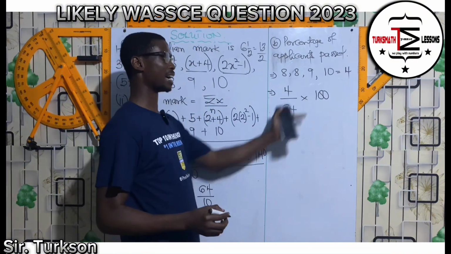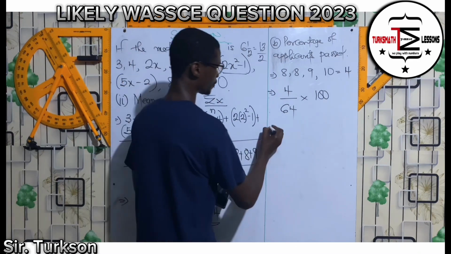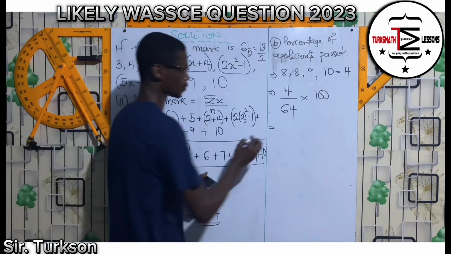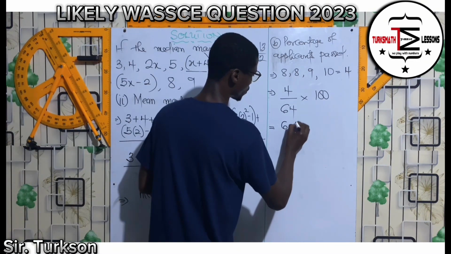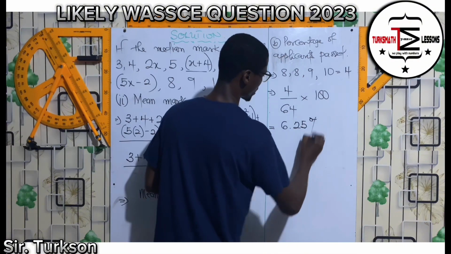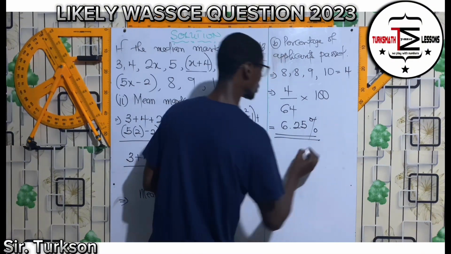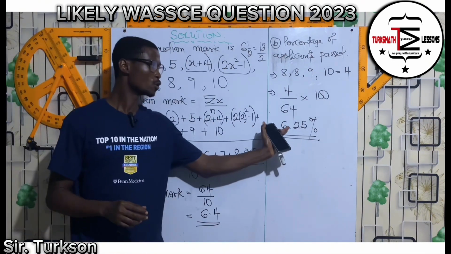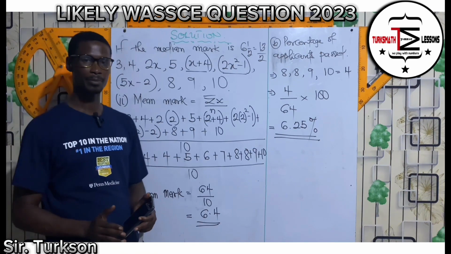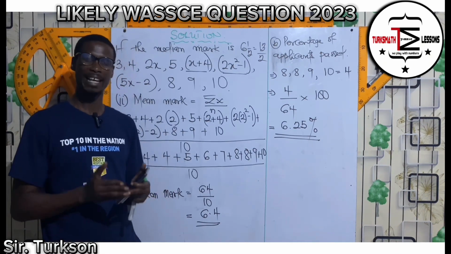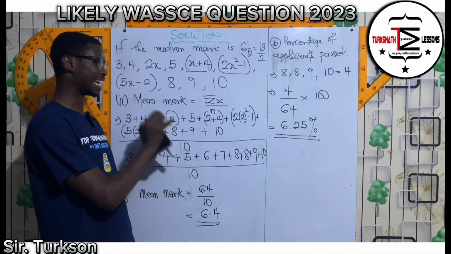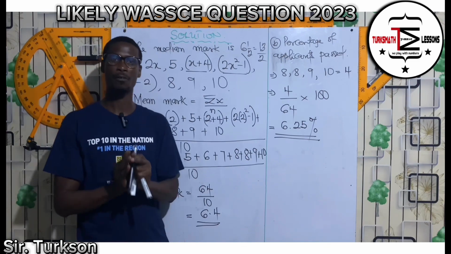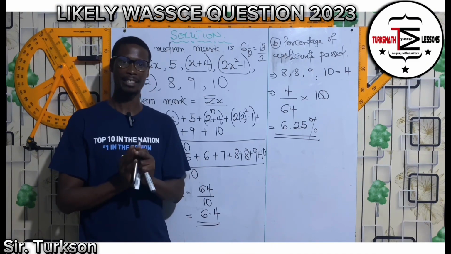And so when you find this by 100, we are going to have 6.25%. So the number of applicants who pass is 6.25%. Right. So this brings us to the end of our likely examination question. And this is under measurement of central tendency statistics.